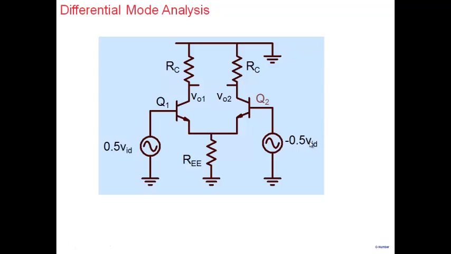Now if you note, if I look at this particular circuit, Q1 and Q2 are identical. RCs are the same on both sides. RE is common. I apply a plus voltage here and I apply a minus voltage here. What is the voltage at this point? Can you all see what the voltage at this point would be? We are talking about small signal. What would be the small signal voltage here?